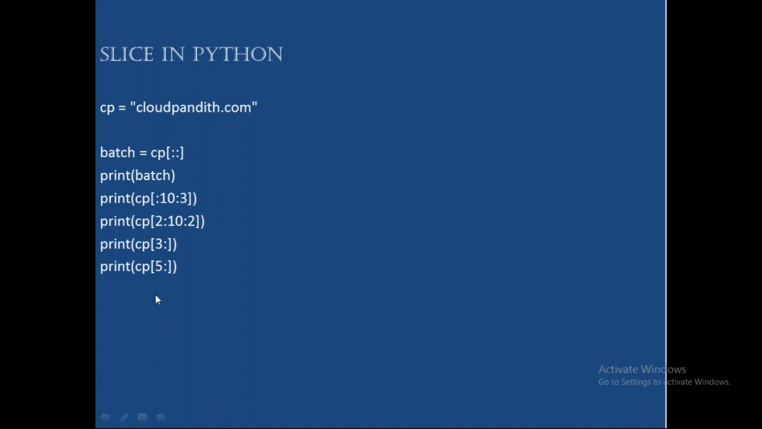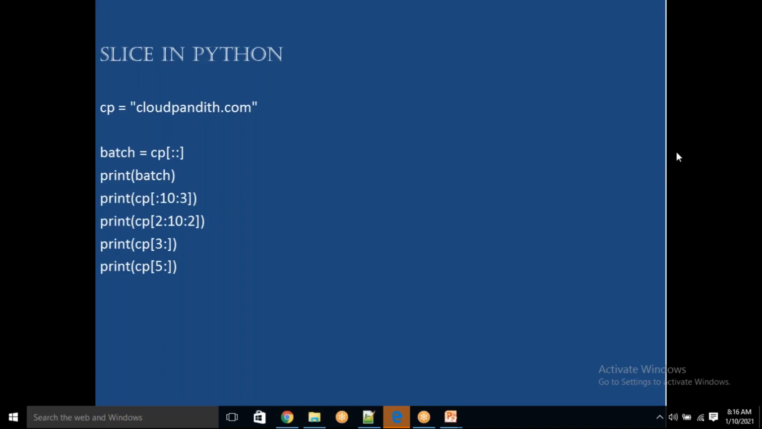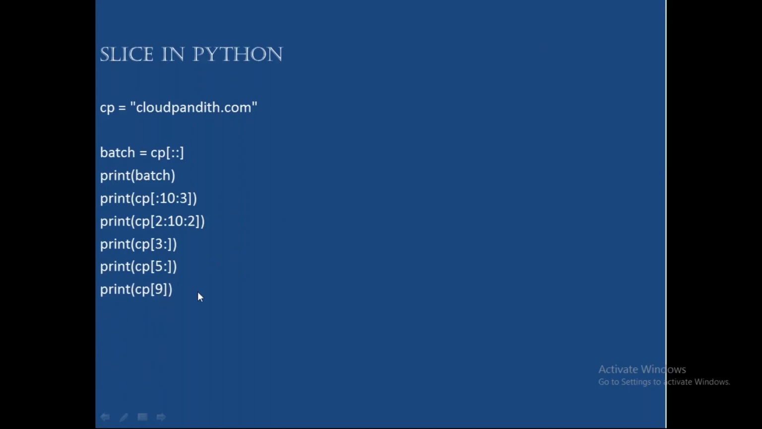Now let's move to CP 4 colon. Can you tell me what I will get in this? Starting from 4 onwards, from D onwards, it will print. So 0, 1, 2, 3, 4. D onwards, everything it will print. See, when I'm not mentioning the end value, everything it will print. Okay, try to understand. Next, CP of 9. So meaning only the 9th index I want to print. What is the 9th index? I is the 9th index, so I will be printed.